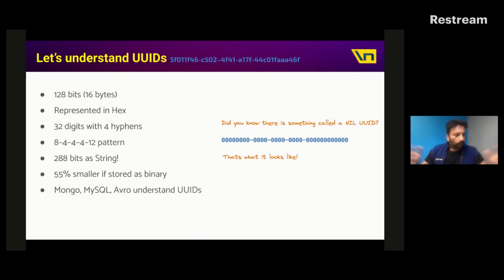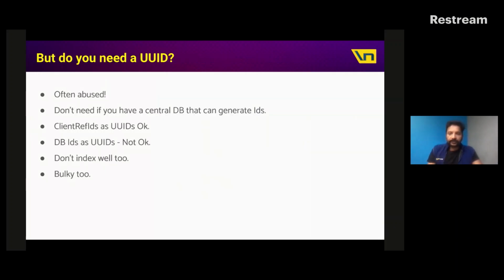Right? Now, most of us would be storing UUID as a string, and you might be wondering, how do I store binary arrays in all my data stores? Interestingly, almost all the data stores like Mongo, MySQL, Avro, etc., all of them support UUIDs. So MySQL has a function, Mongo has a data type, Avro has a data type. So it supports all these functions so that you can use UUIDs better and store them better.